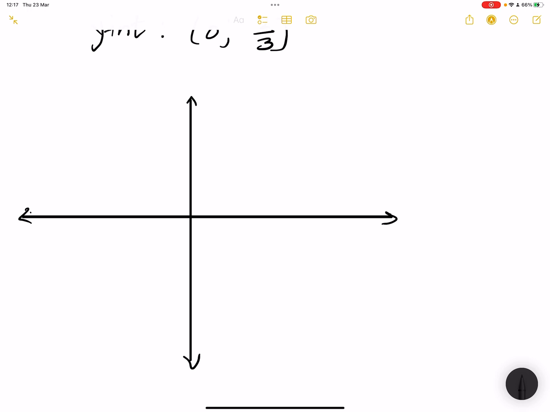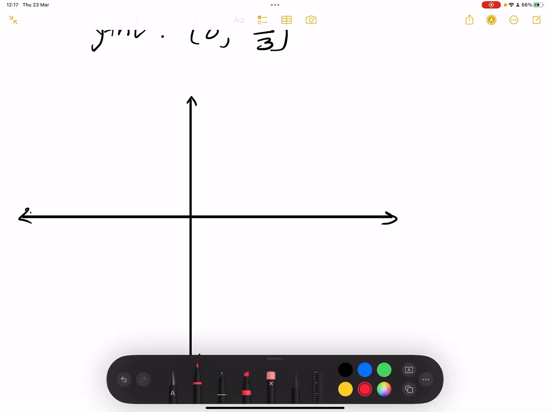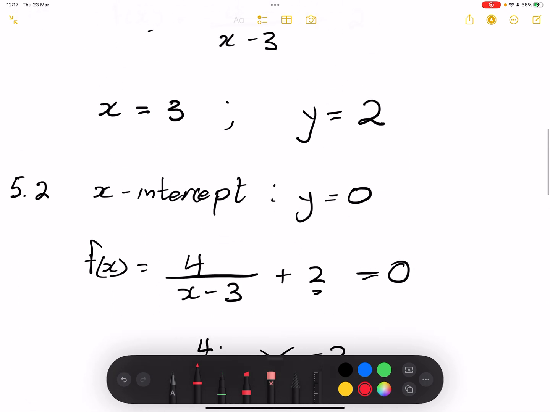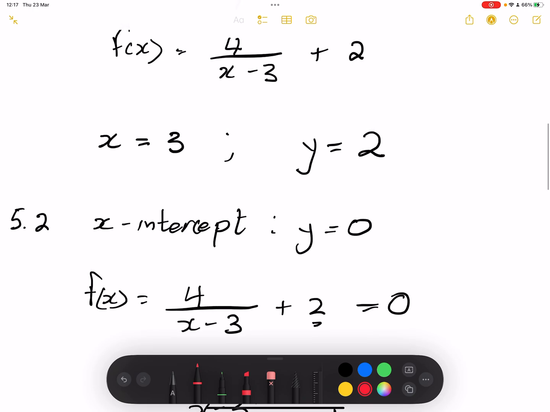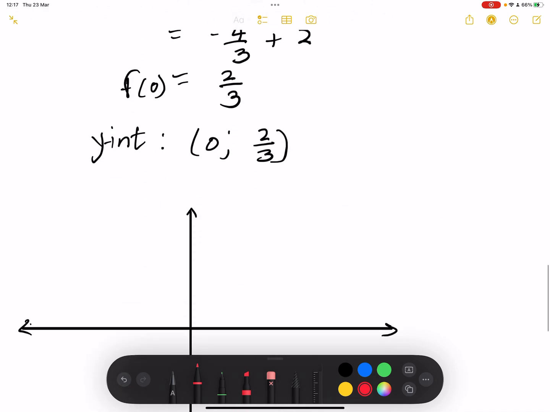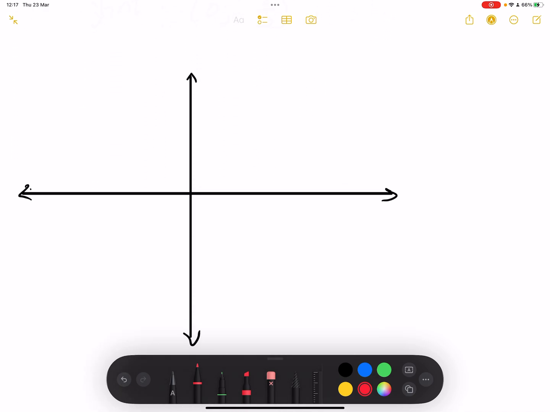So there we are. First of all, we're going to have asymptotes. If you remember, we said our asymptotes are at x is equal to 3 and y is equal to 2. So x is equal to 3, let's put it somewhere there. That would be our vertical asymptote, and y is equal to 2. Those are going to be our asymptotes, right?